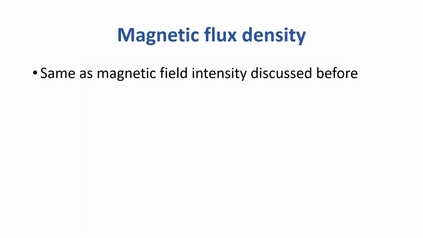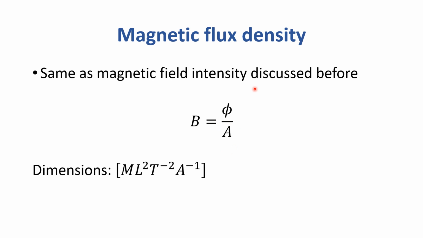So what is magnetic flux density? जैसा कि हम पहले डिस्कस कर चुके हैं जो मैग्नेटिक फील्ड इंटेंसिटी है उसी का दूसरा नाम मैग्नेटिक फ्लक्स डेंसिटी है. So it is shown by B equals to phi over A. Dimensions हम इस फॉर्मूला से इसके निकाल सकते हैं. These are M L squared T minus squared per area.